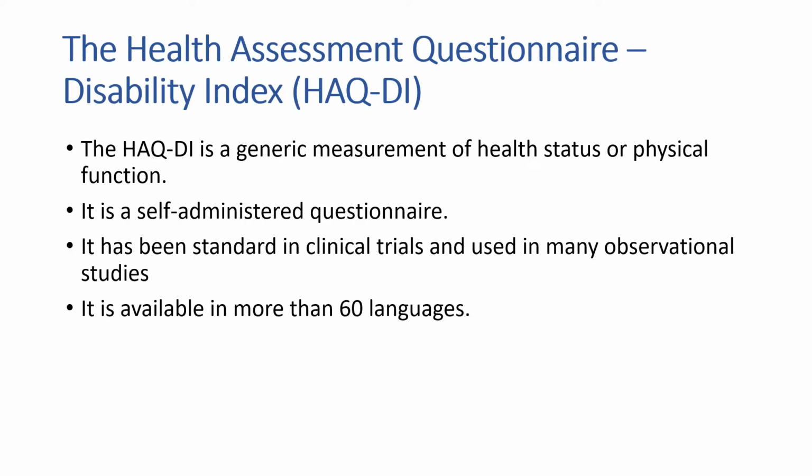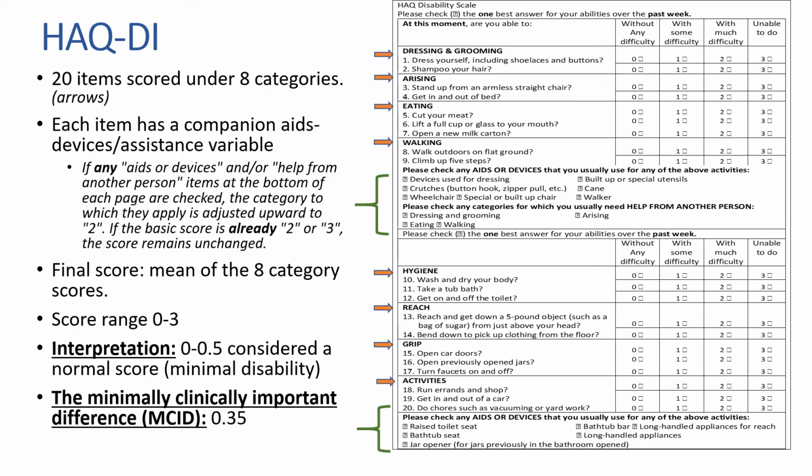Hello, my name is Jeffrey Chow, a patient research partner. Here, I'm introducing to you the HAQ-DI, Health Assessment Questionnaire Disability Index. It is a generic measure of health status or physical function. It has been used as a standard PRO in many clinical trials and observational studies, and it is available in multiple languages. The HAQ-DI has 20 items and 8 categories: dressing, arising, eating, walking, hygiene, reach, grip, and activities.